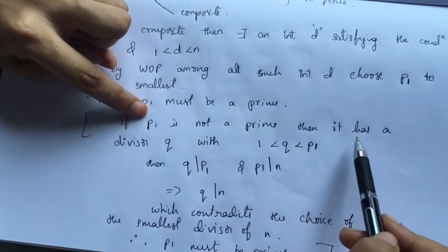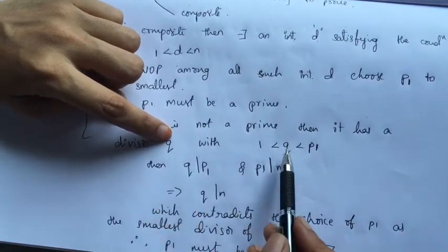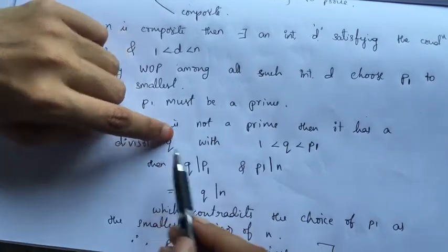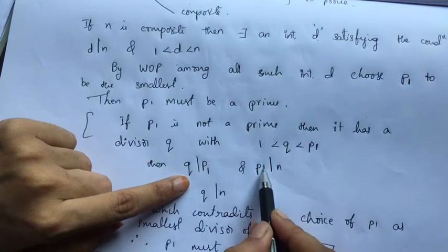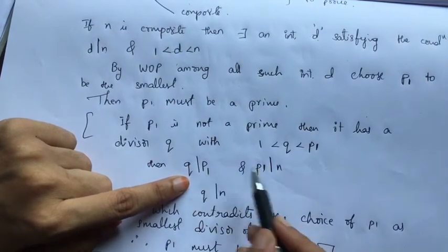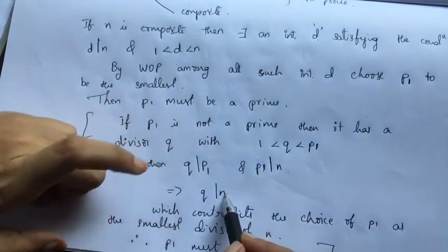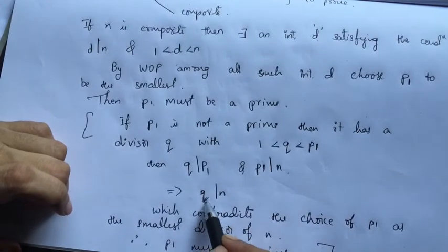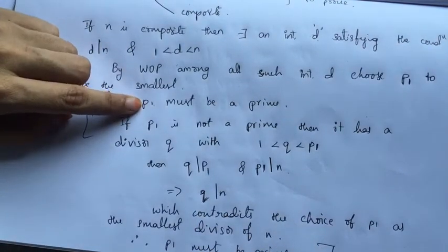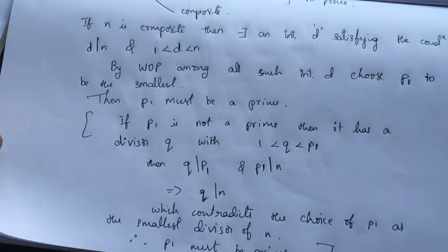If it's not a prime, then it must have a divisor. So let me take a divisor as Q. Okay, a divisor Q divides P1. We already have taken P1 as a divisor of N. So Q divides P1 and P1 divides N. Therefore, Q divides N. When Q divides N, it contradicts the fact of choosing P1 as the smallest divisor of N. Okay, so P1 must be prime.